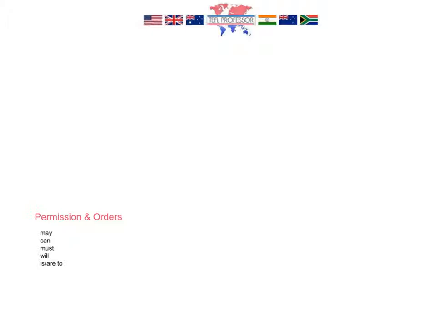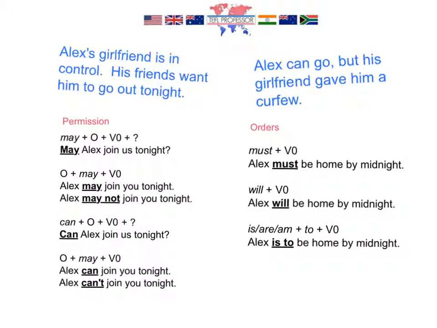Moving on to permission and orders. We've got the verbs down here: may, can, must, will, is, and are to. So Alex's girlfriend is in control. His friends want him to go out tonight. So he has to ask for permission. Usually we talk about permission when it's a student asking a teacher, an employee asking his boss, a child asking his parent, but of course in some relationships, you know, the woman wears the pants in the family, so to speak, so sometimes you've got to actually ask for permission.